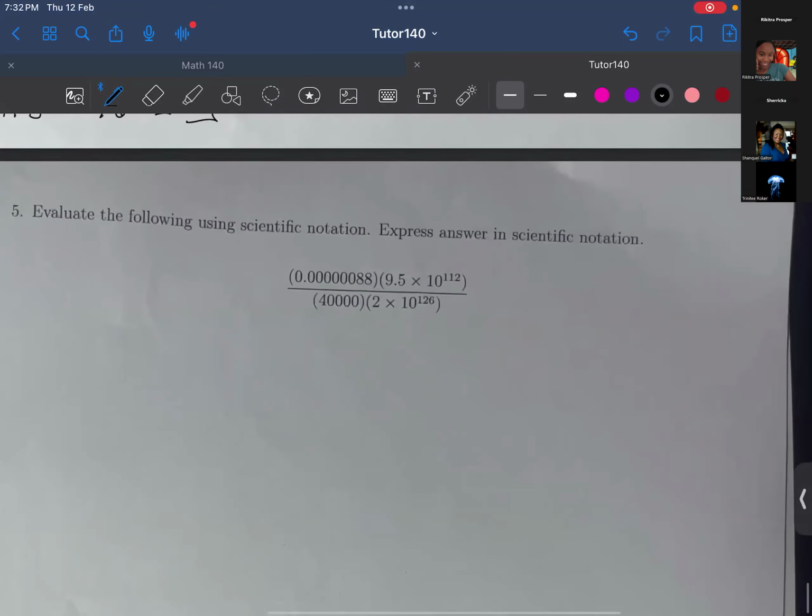Okay, so evaluate the following using scientific notation. Express answer in scientific notation. So our first step is to convert all our numbers in scientific notation.